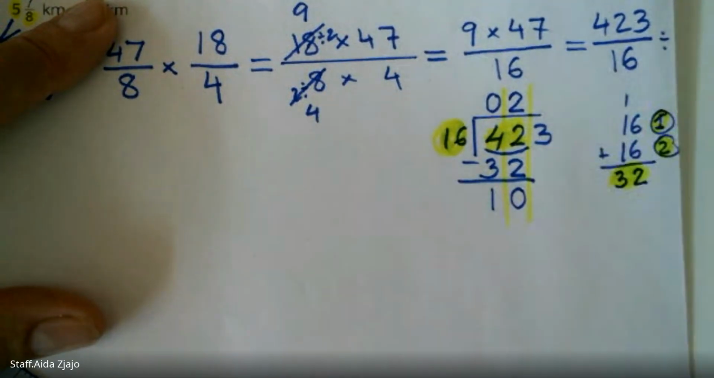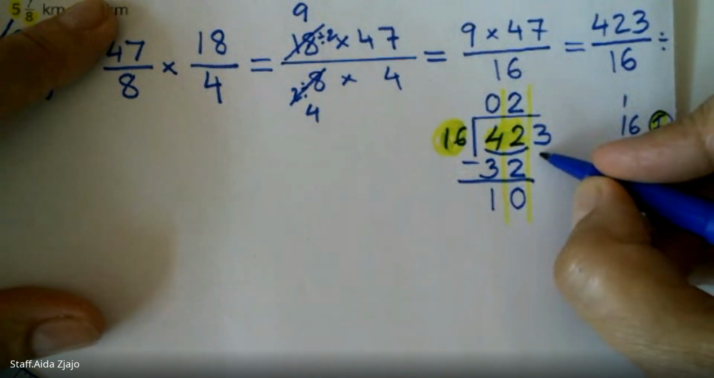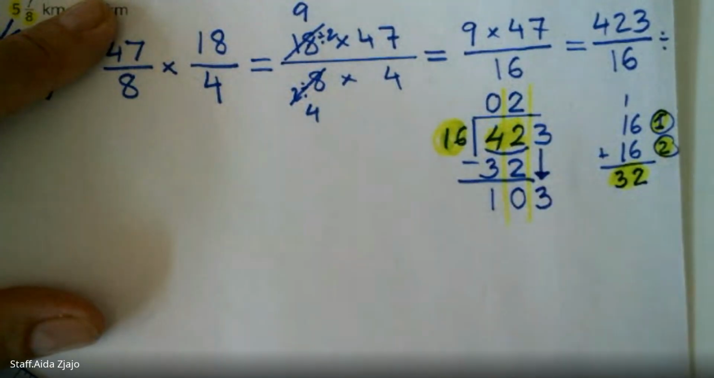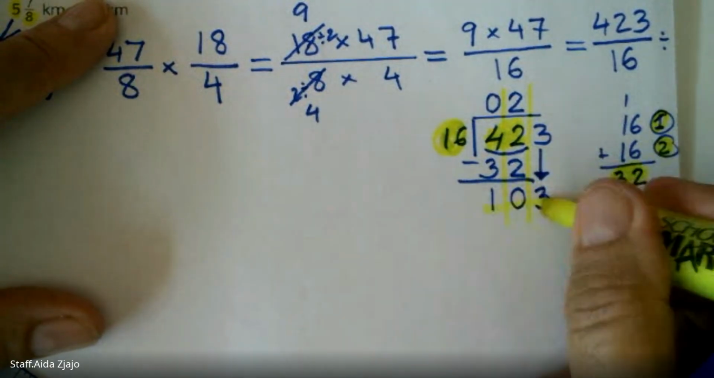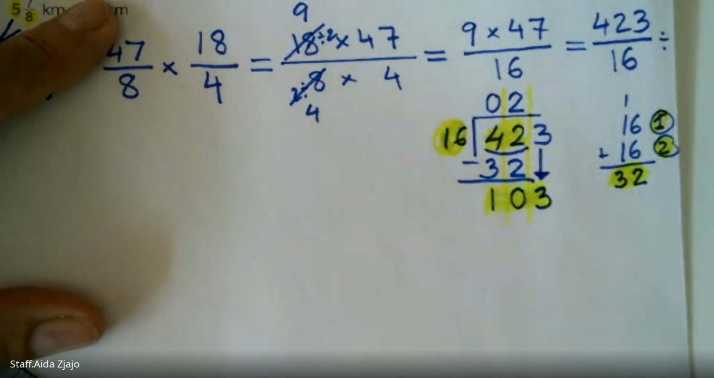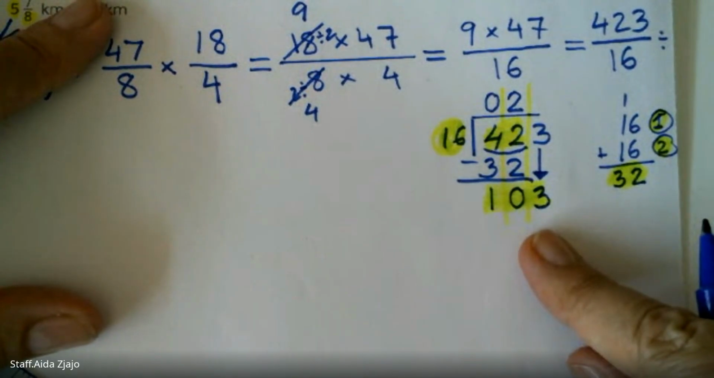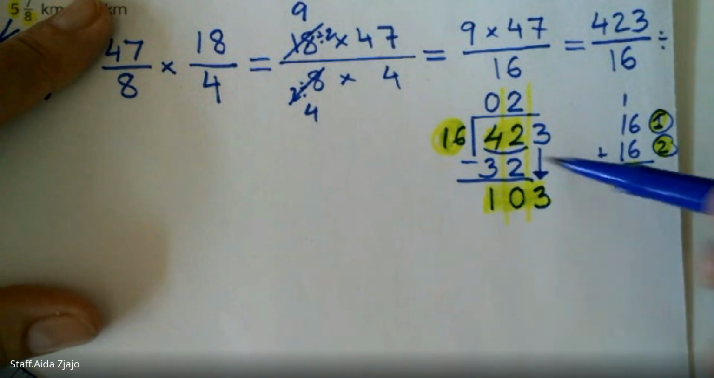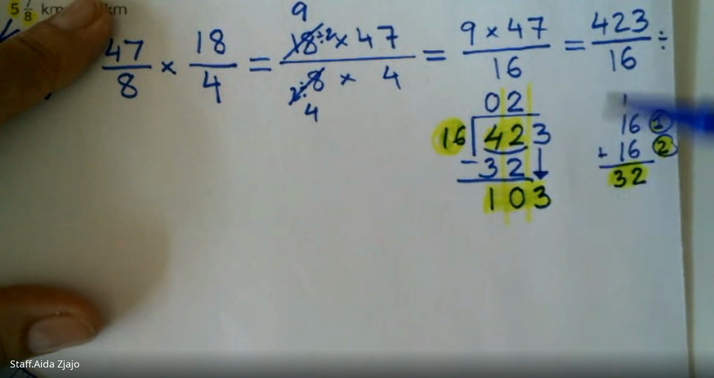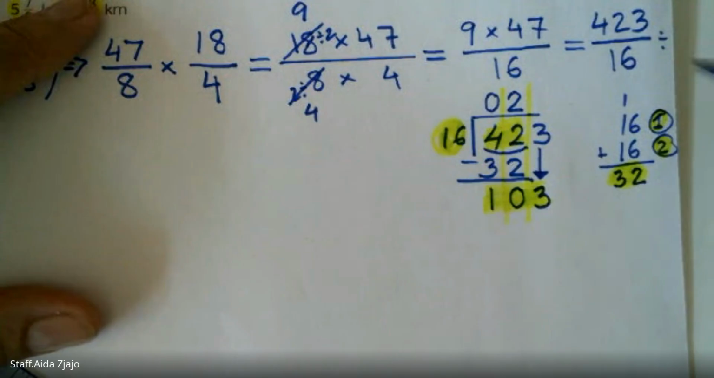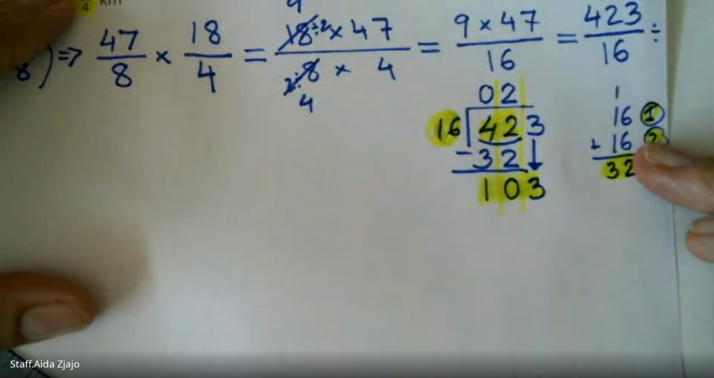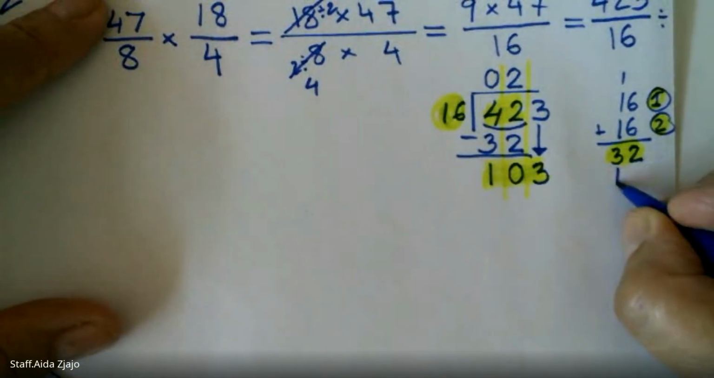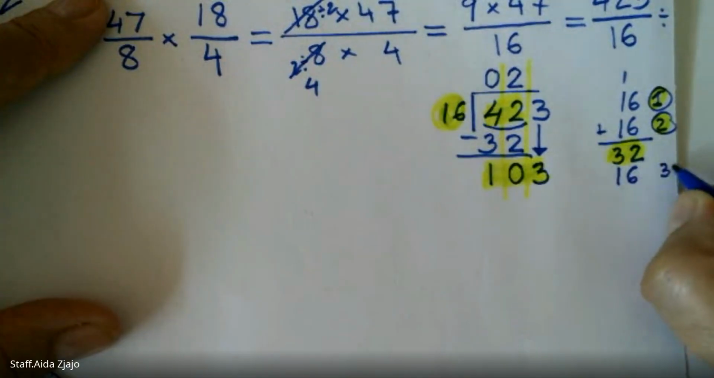Now I'm going to bring down the 3, so I have 103. How many groups of 16 will be in 103? I can estimate by thinking of 15 and how many 15s are in 100, but the best way for my students is to just keep adding another 16, and that's 3 groups.